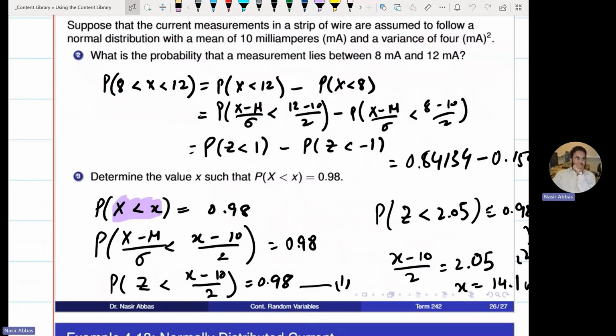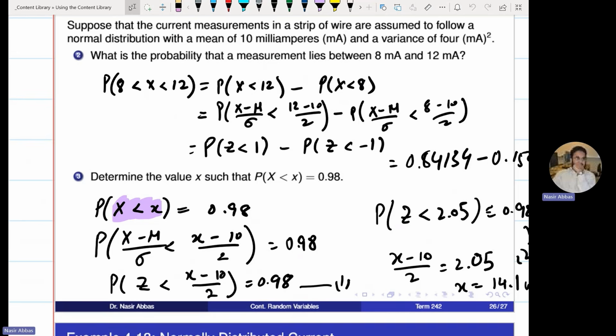The next question was asking me to find the probability of x between 8 and 12. Again, step number 1, I converted x into z. Step number 2, I converted everything into less than. Once everything was converted into z and less than, I looked into the table for the 2 probabilities and solved the question.